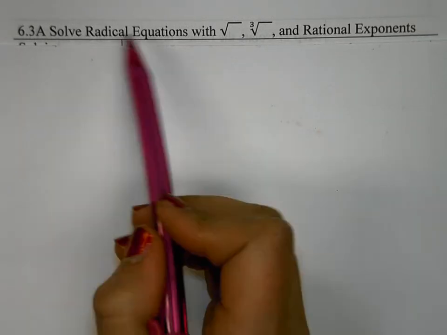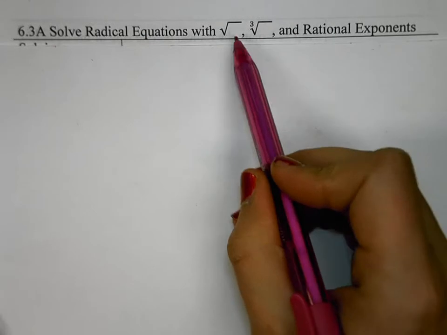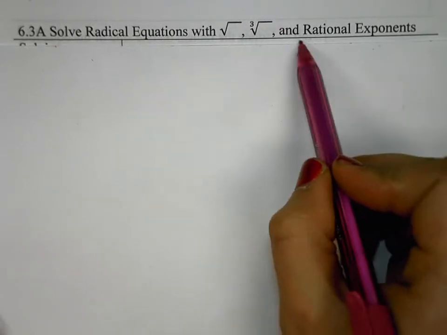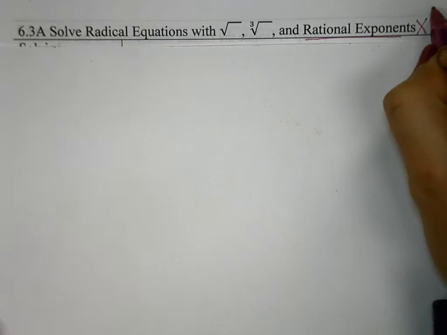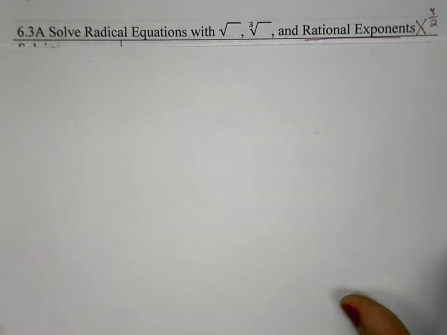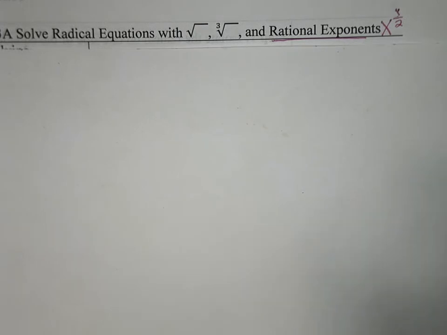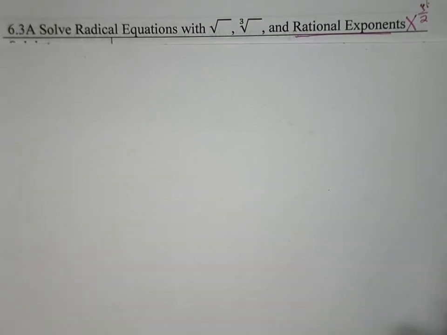So for 6.3a, we're doing part A of 6.3 today and part B on Friday. We're going to be solving radical equations with square roots and cube roots and rational exponents. So remember, that is like a fraction. So if I have x to the 1/2, a rational exponent means that there's a fraction in my exponent.